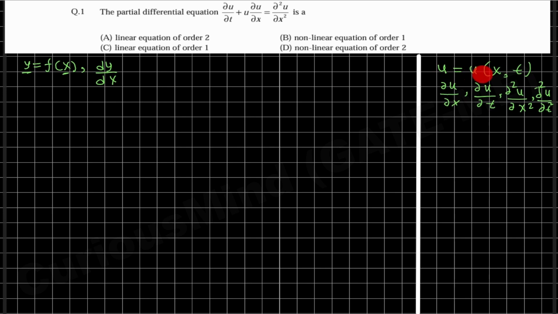And that functional relation is this: u is a function of x and t, where u is the dependable variable and x and t are the independent variables. And these are the first partial derivatives of u with respect to x and u with respect to t. And these are the second order partial derivatives with respect to x and with respect to t.